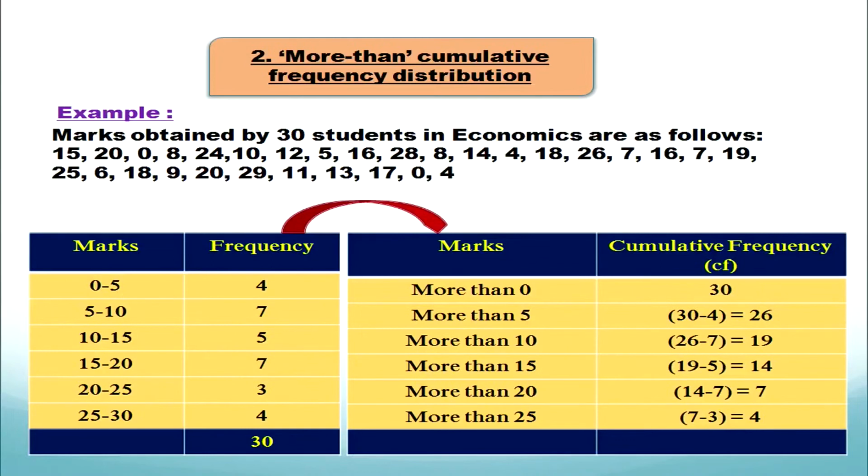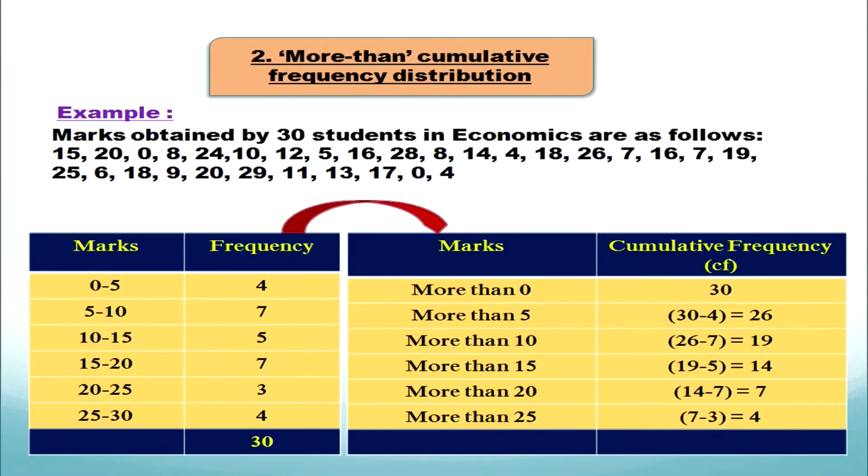Now, let us see what would be the change, how we are going to convert this exclusive series into cumulative series, that too of more than type. In case of more than, we are going to use the lower limits. In the classes, as we can see, the lower limit starts from 0, 5, 10, 15, 20 and 25. So, we are going to write more than 0, more than 5, more than 10, more than 15, more than 20, more than 25. The first step. So, we have constructed the more than classes.